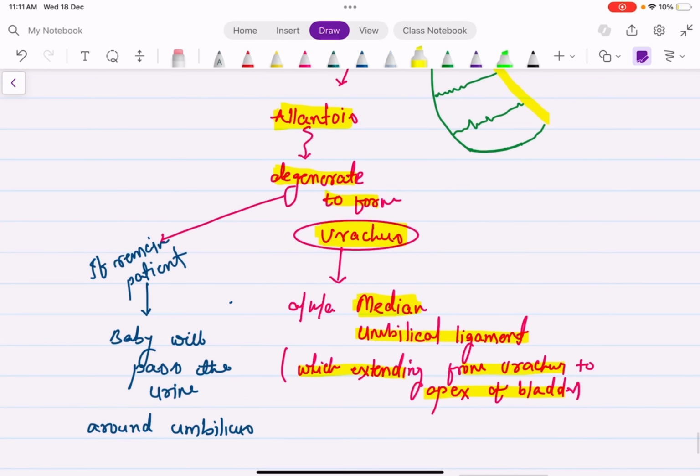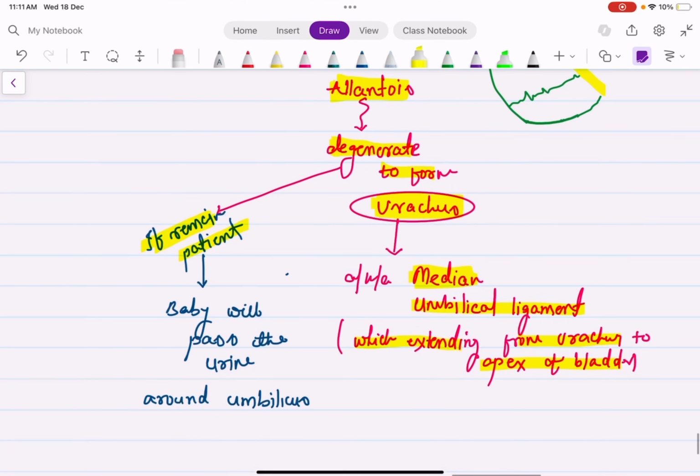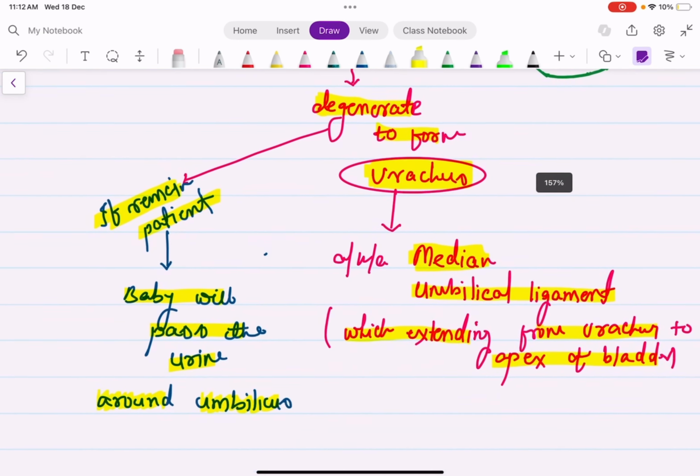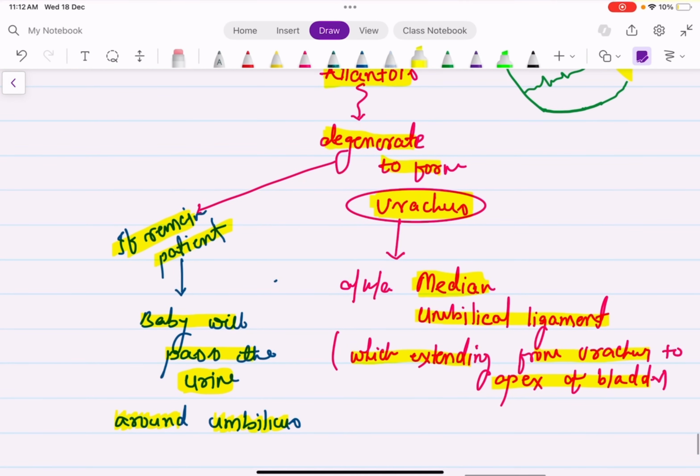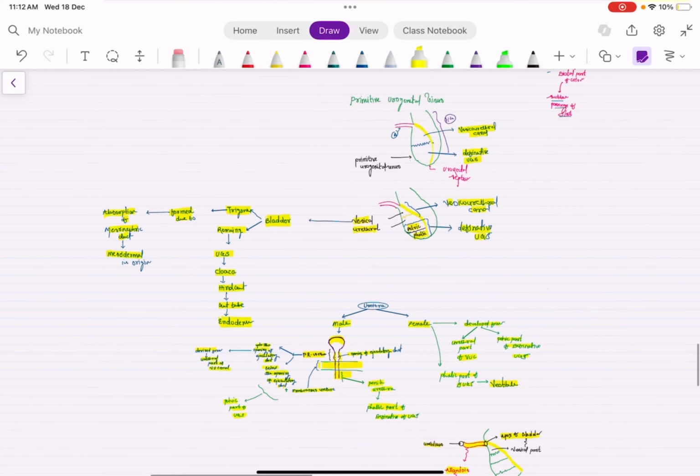Now, sometimes it remains patent, and the baby will pass urine around the umbilicus. The mother comes to the OPD with the chief complaint that the baby passes urine around the umbilicus. Then there may be the chance of a patent allantois. These are all about the hindgut. Thank you.